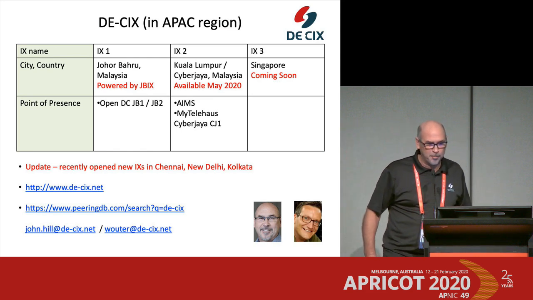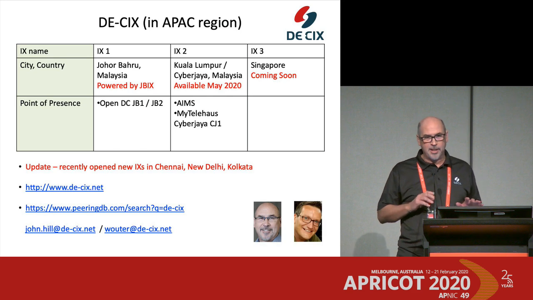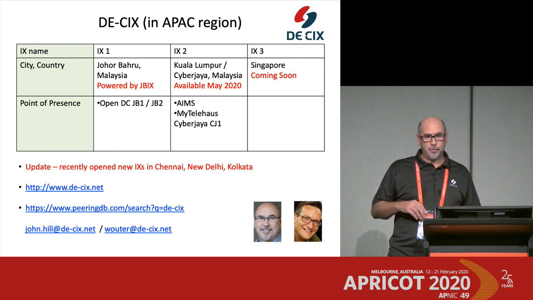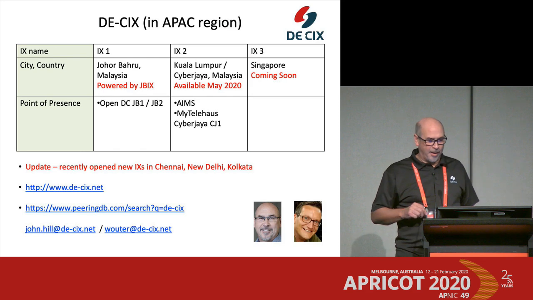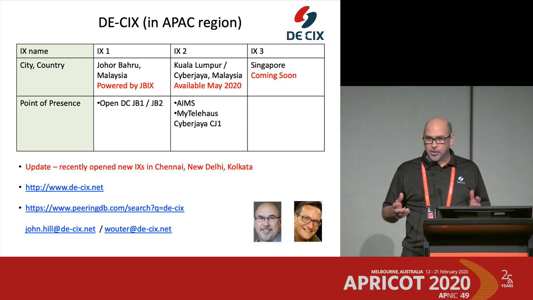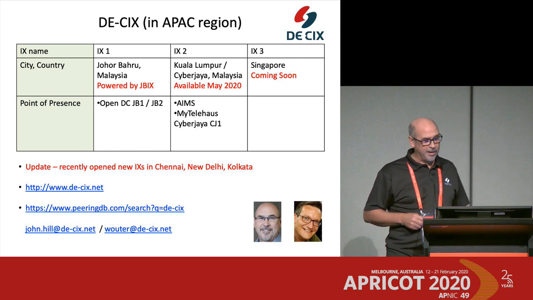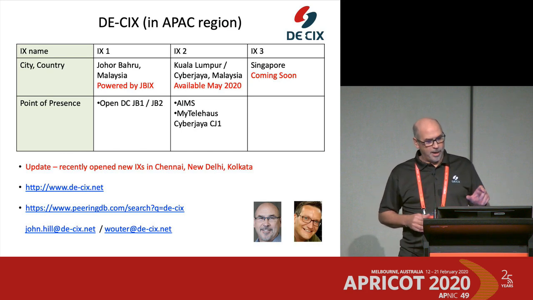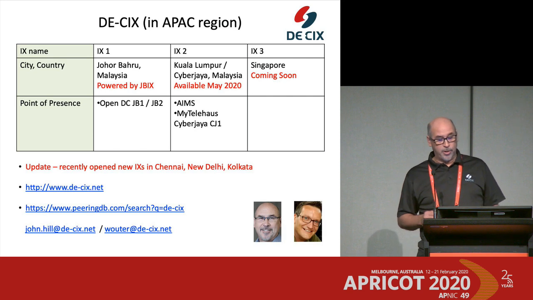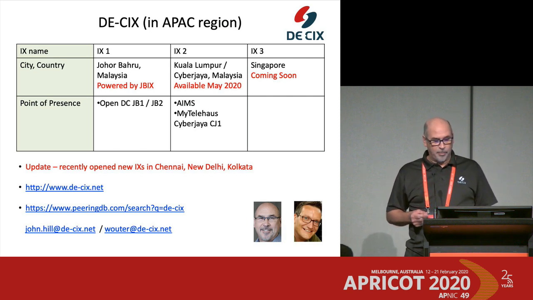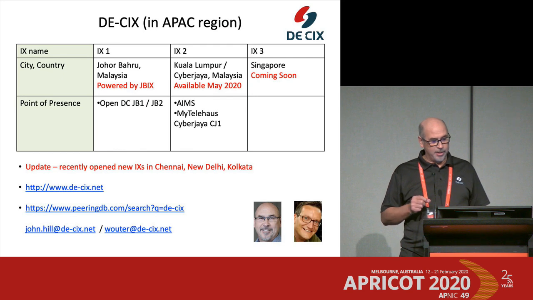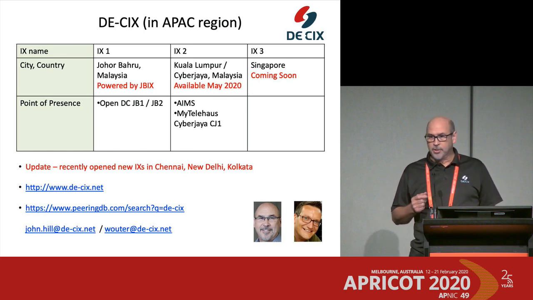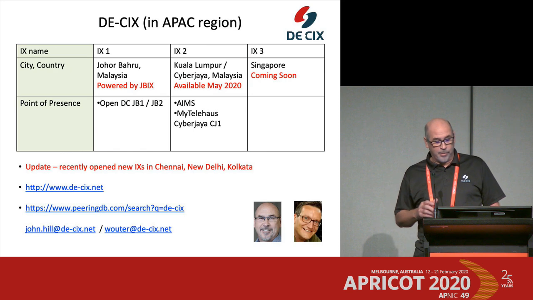Hello, I'm John Hill from DE-CIX. So I'm focusing here mainly on Asia Pacific. We operate in over 20 countries globally. We have the biggest internet exchange in Germany, in Frankfurt, which recently hit 8.3 terabits per second of traffic. What I want to do is just quickly focus on this region. We have a joint venture with JPIX. So we're in Johor Bahru in Malaysia. We have two sites in Johor Bahru in Open DC JB1 and JB2. And we're also opening a new site in Kuala Lumpur shortly.